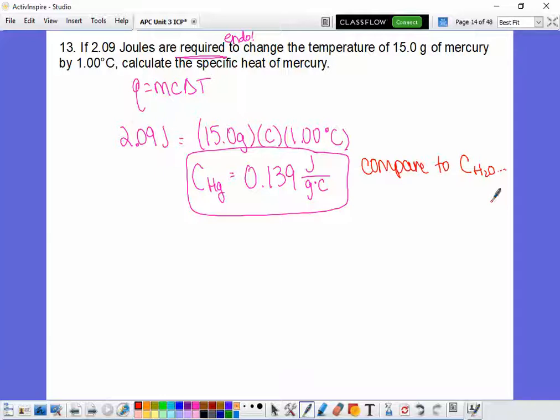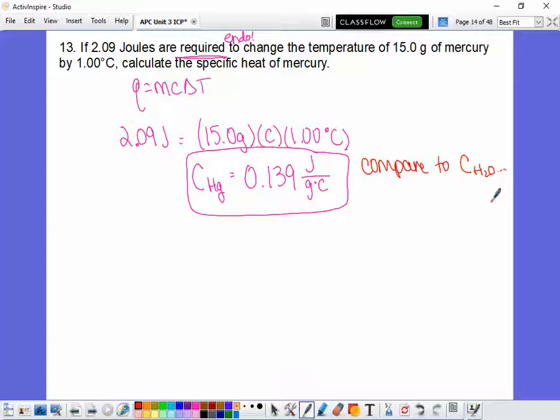Now, that's if you have the same amount of both water and mercury and you put the same amount of energy into both. Because water has a higher specific heat capacity, its temperature will change less. Mercury is going to change a lot. Metals typically have very low specific heat capacities. This is what makes them great thermal conductors, because they're going to change temperature very easily and transfer heat easily.